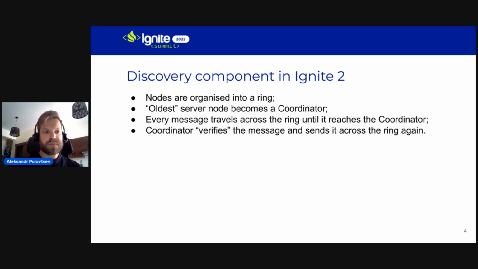So any message that is sent through the discovery subsystem travels across the ring until it reaches the coordinator. The coordinator then marks it as verified and sends it for another go around until it comes back. When the coordinator receives the verified message again, we can safely assume that it has been delivered to all nodes in the cluster. Until a message is verified, it does not modify the cluster state, and this helps to ensure that every node only sees messages in the same order as they are processed on the coordinator.